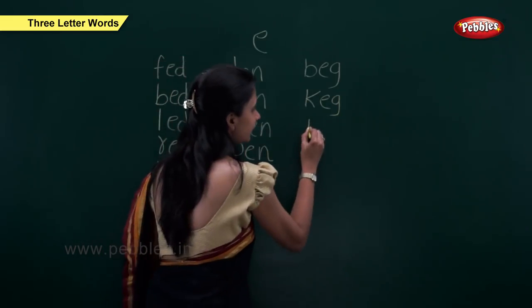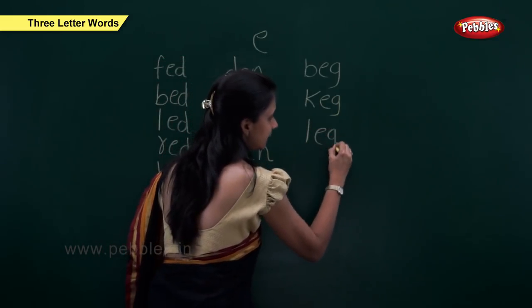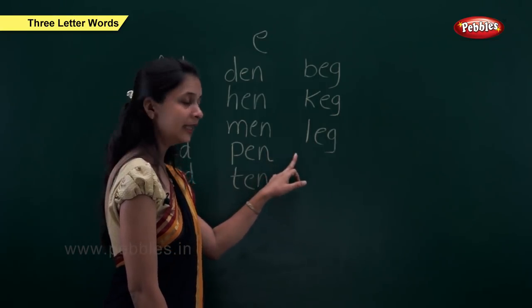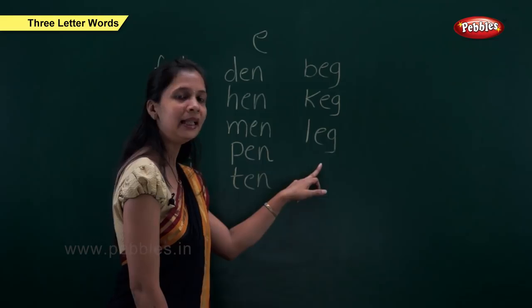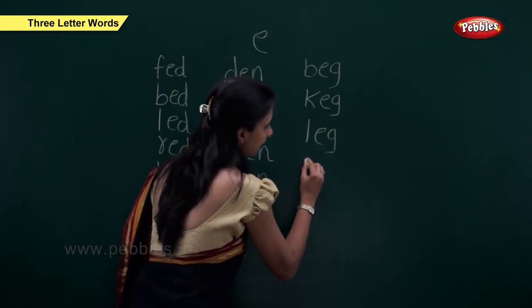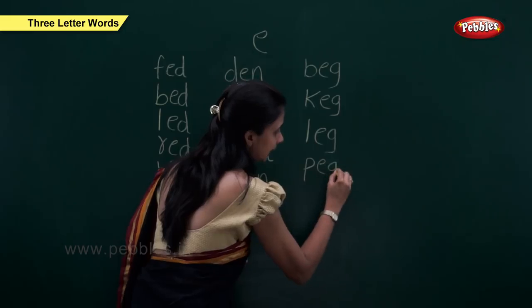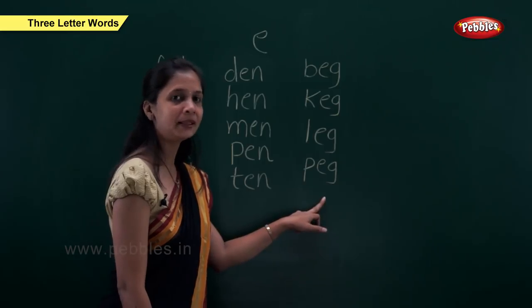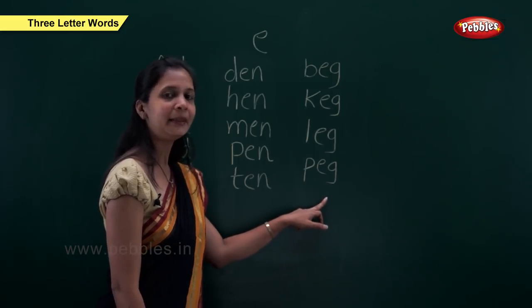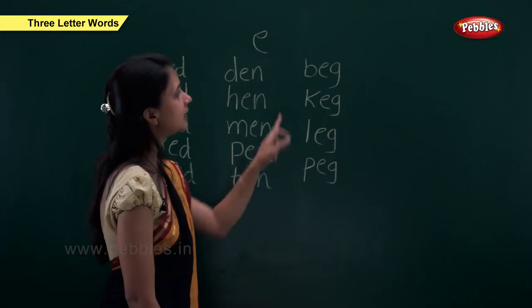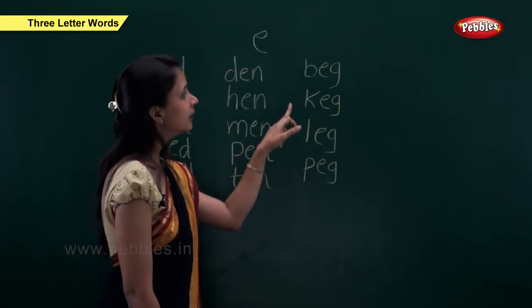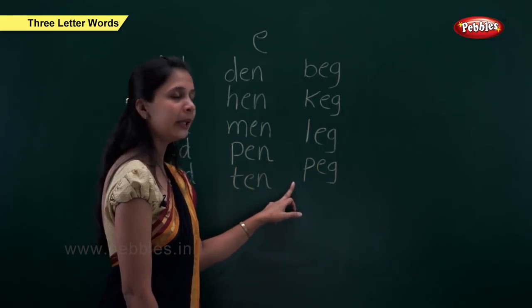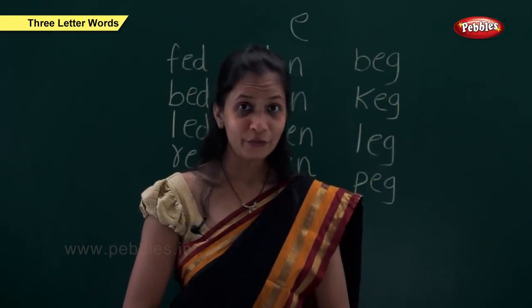The next is L-E-G, leg. The next is P-E-G, peg. We repeat all these: beg, keg, leg, and peg. Now a few more words.